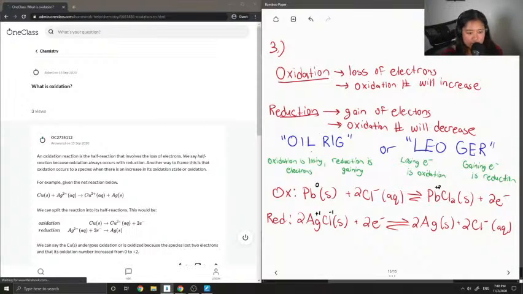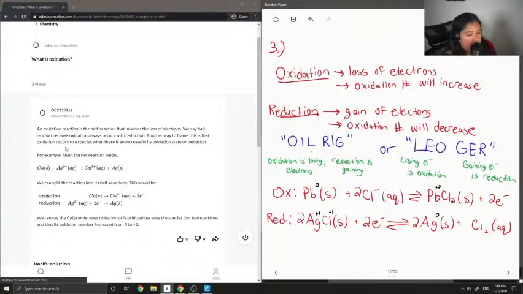When it gains the electrons, the oxidation number decreases to 0. This is chlorine gas. And that's an example of a reduction reaction. So in this case, the silver got reduced and the chlorine got oxidized.